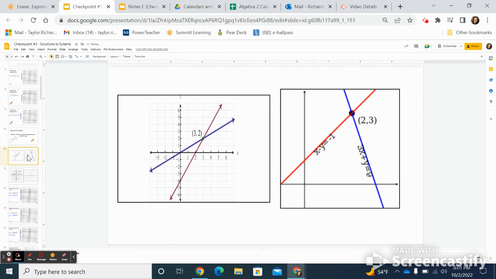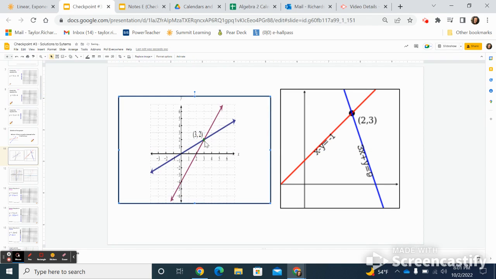So here's some real examples, again, of where lines cross each other. So this first one, where the blue and the red cross each other, the solution is 3, 2. That's the point they cross at. Over here, blue and red again, where they cross each other, that point is 2, 3. You also can get, these are both linear graphs, right? Two straight lines crossing each other.